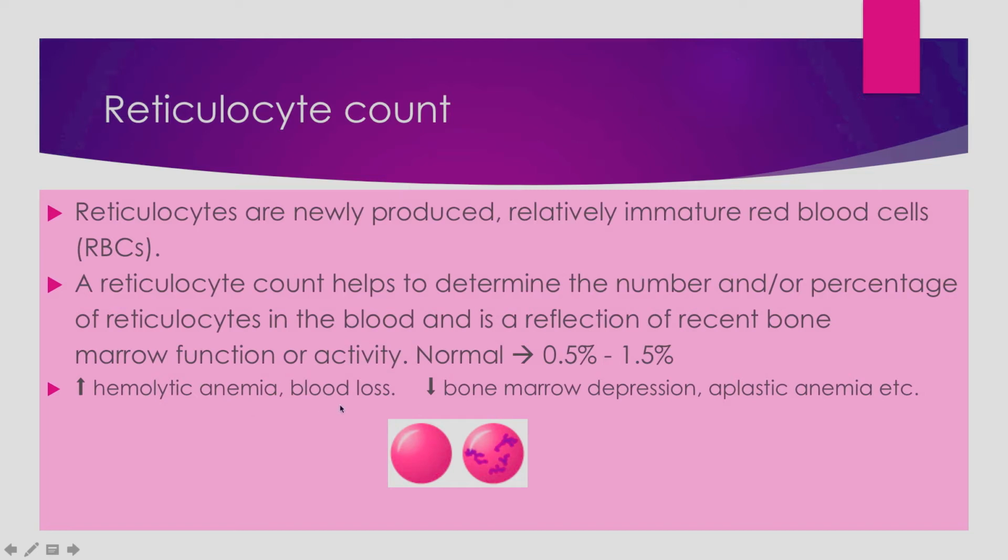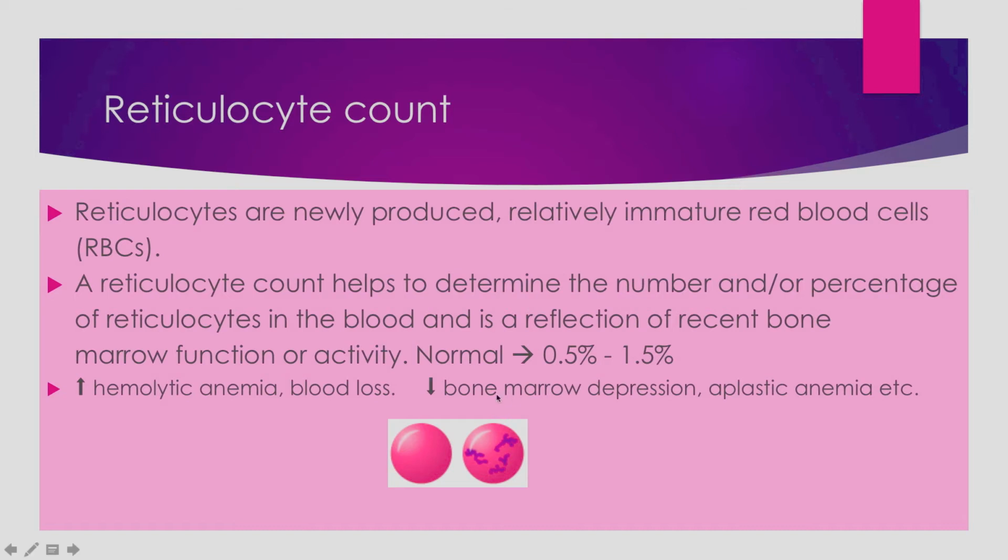And blood loss. After blood loss, the body tries to recover the RBCs. In order to do that, the body will increase the reticulocyte count in the blood. Whereas they are decreased in bone marrow depression, for example under chemotherapy or radiotherapy or some bone marrow cancer.